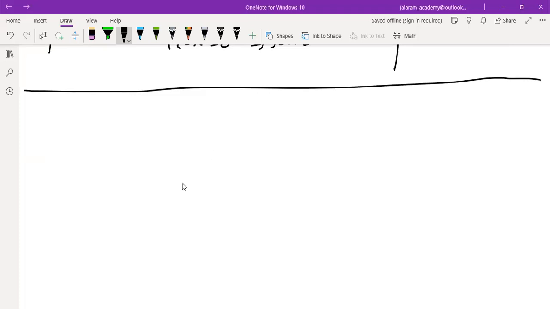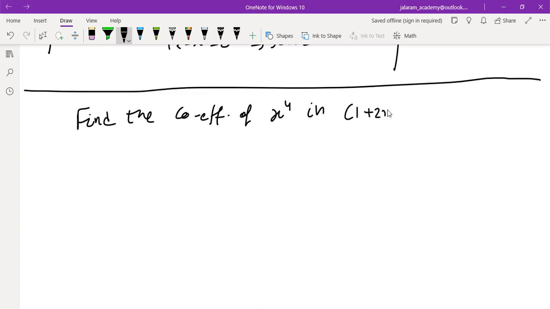So now we will discuss one more problem. Find the coefficient of x to the power 4 in the expansion of (1 + 2x)^4 (2 - x)^5. We cannot find this coefficient without expanding these two.